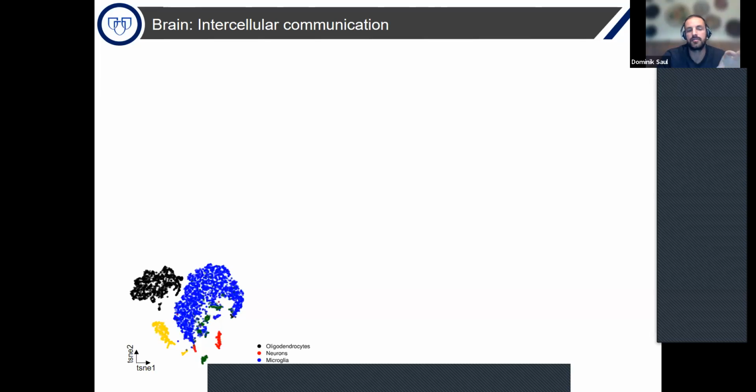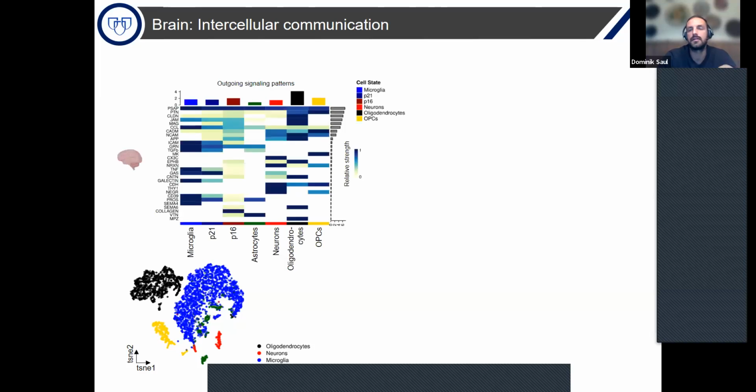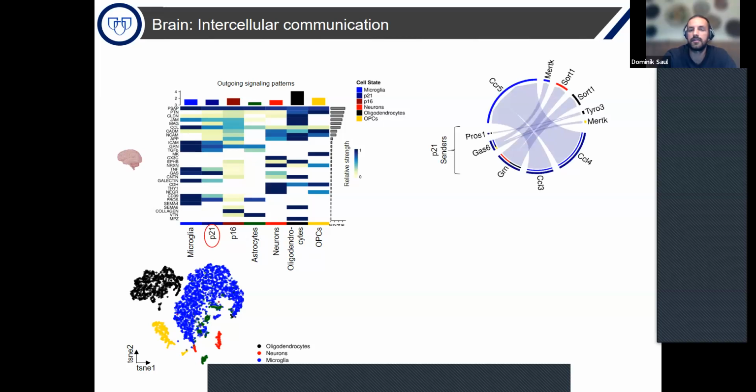And the next step we took to further validate that P16 and P21 positive cells are indeed very distinct, and I will just show this briefly for the brain, is that we looked at all these different cell types and at the signaling patterns they were secreting to the other cells. But this time we included P16 and P21 positive cells as their own entity to see what these cells secrete. And for instance, you see the P21 positive cells secreting, so these are the senders over here, P16 positive cells, and they secrete to these cells on top there.